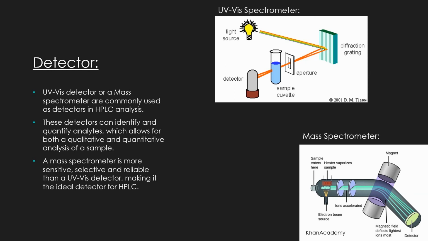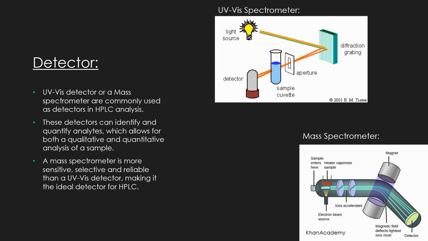A UV-Vis detector utilizes a tungsten lamp to produce wavelengths of light within the ultraviolet region of the electromagnetic spectrum. Analytes will absorb this light at different wavelengths once it has been passed through the system, which allows for identification and quantification of the components, whereas a mass spectrometer relies on the analytes being in an ionic form, allowing for a magnet to move the ions in a particular manner depending on their mass to charge ratio.